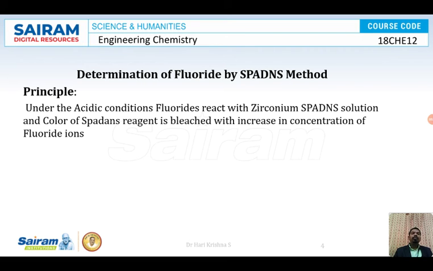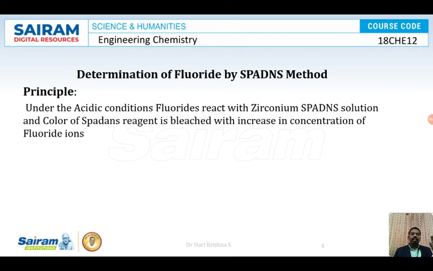What is that complex? Cuproammonium sulfate. Due to formation of the cuproammonium sulfate complex, the blue color is formed. The intensity of the blue color increases depending upon the concentration of copper sulfate. As the copper sulfate concentration increases, the intensity of the blue color also will increase.